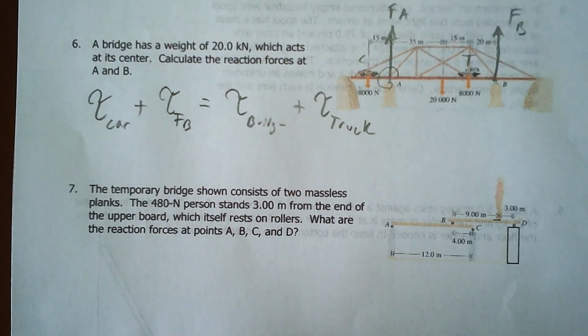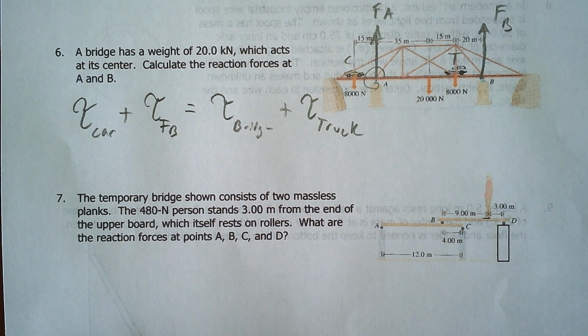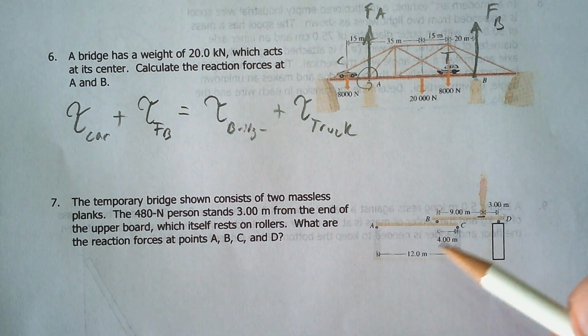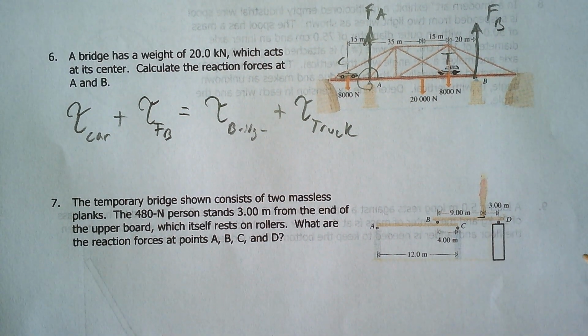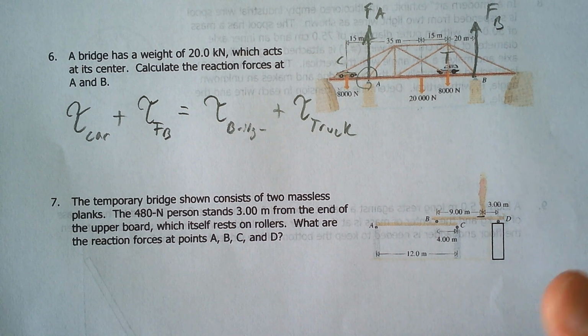Okay, last one, number 7. Okay, so we're trying to figure out the reactionary forces at A, B, C, and D. Okay, so it says that these planks are massless. We're saying they're essentially massless.